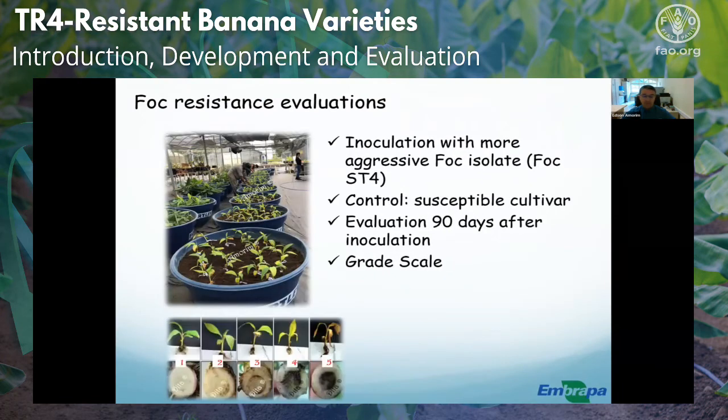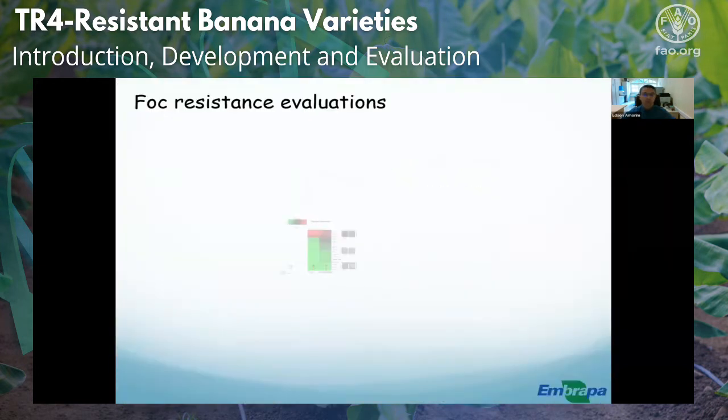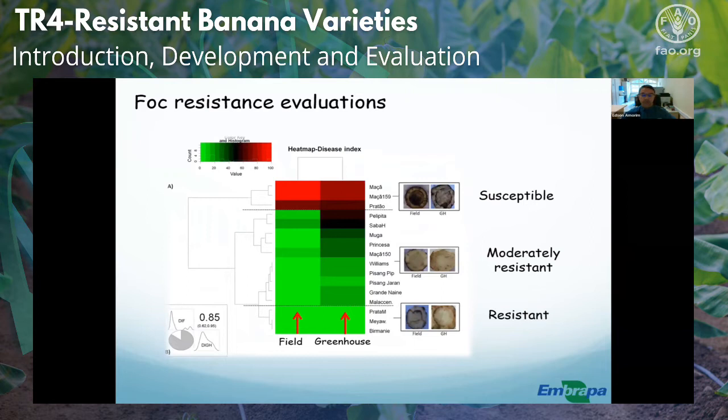In the greenhouse, we evaluate the new hybrids by inoculation with a Foc isolate classified as subtropical race 4. The cultivar silk is used as a control and the evaluation is completed at 90 days using a grade scale developed by Embrapa. We compare the field and greenhouse results and identify a high correlation, confirming the efficiency of the protocol used at Embrapa at this moment. This is probably the only work that compares field and greenhouse conditions.